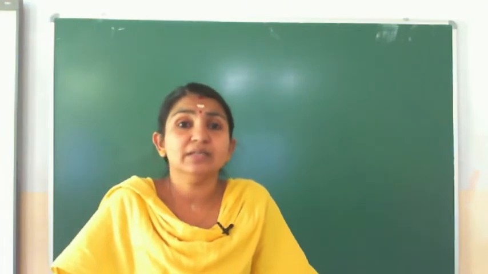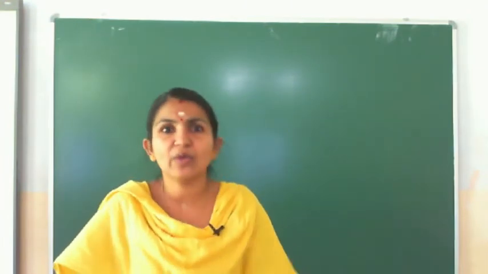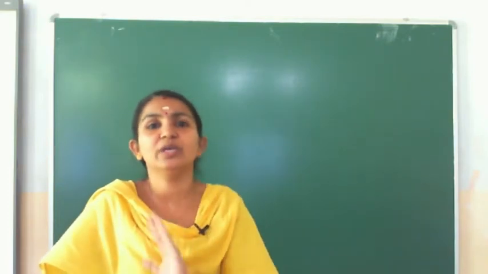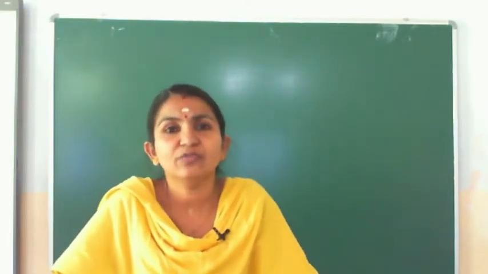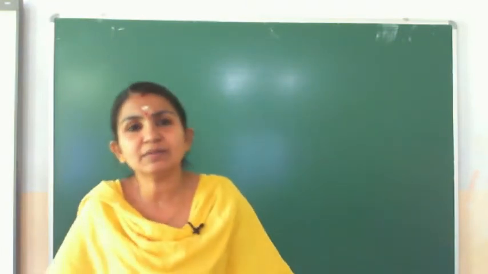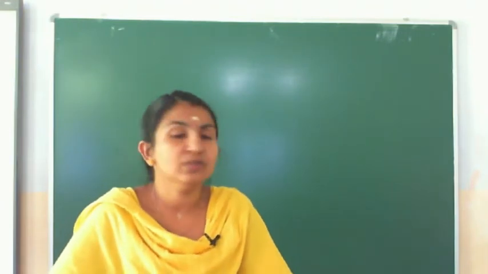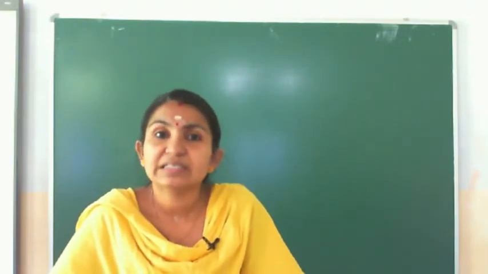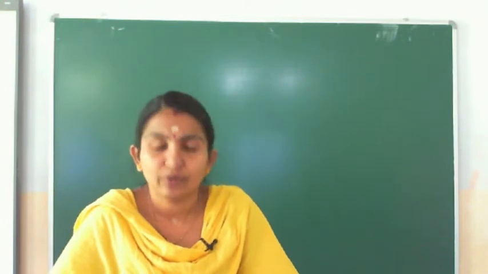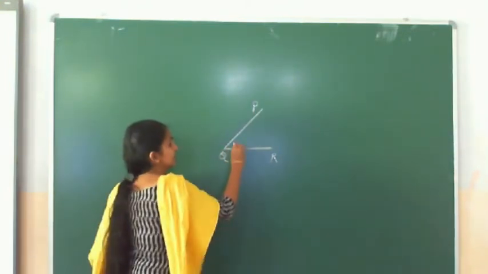Now, the second one is how we can bisect an angle. Bisecting means how we can make one angle into two equal parts. For that, first I am going to draw a 60-degree angle. Actually, it is up to you which angle you want to draw with your protractor. For ease, I am just going to draw a 60-degree angle with the protractor. Here I drew a 60-degree angle.